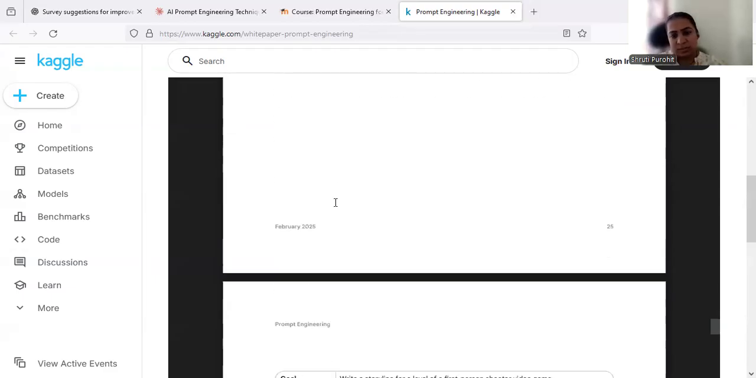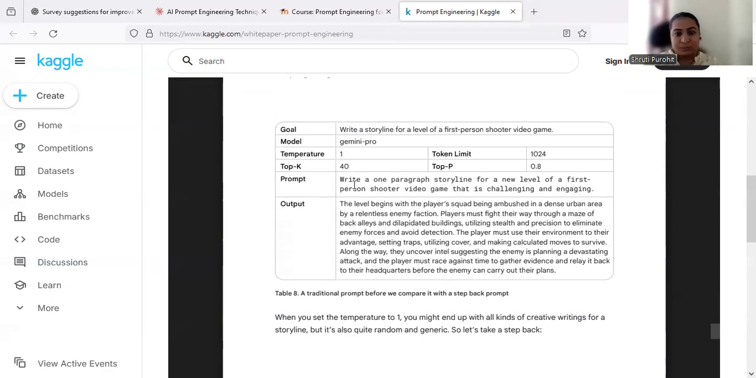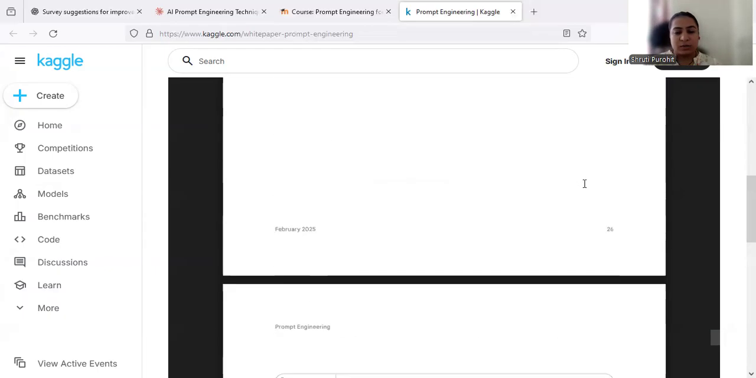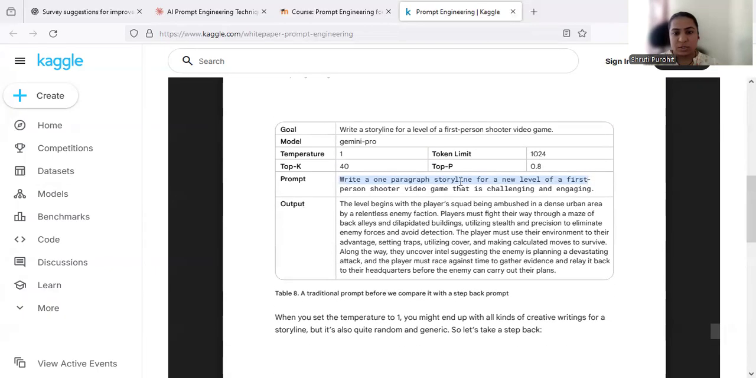Let's understand an example of this. Write a one paragraph storyline for a new level of a first person shooter video game that is challenging and engaging. The output will be whatever the AI gives. So we are providing this and we are mentioning the specification, that it is challenging and engaging.